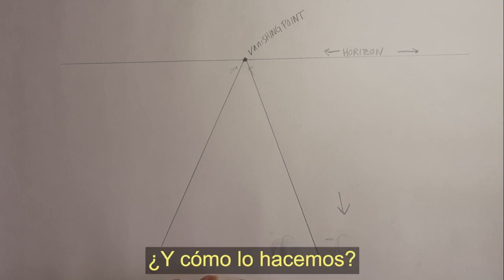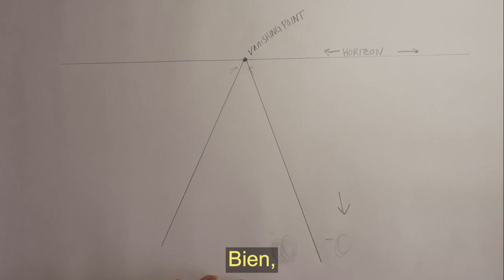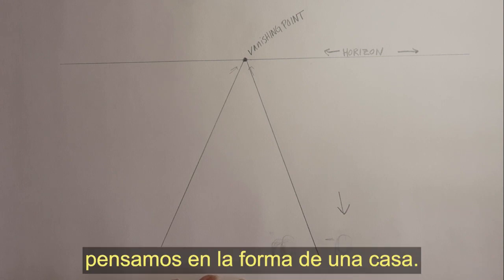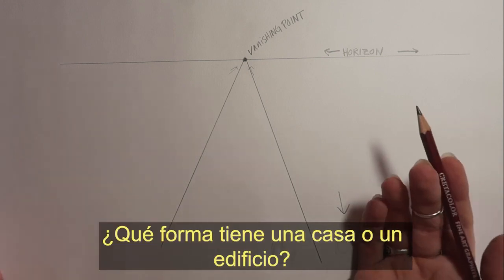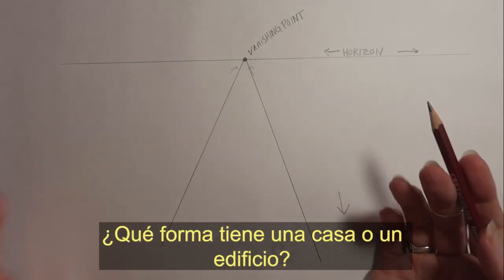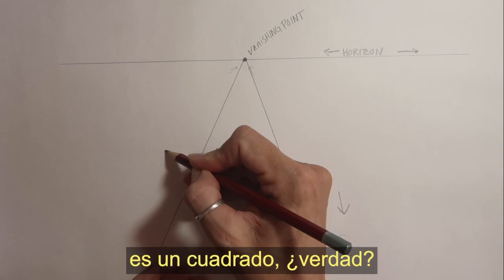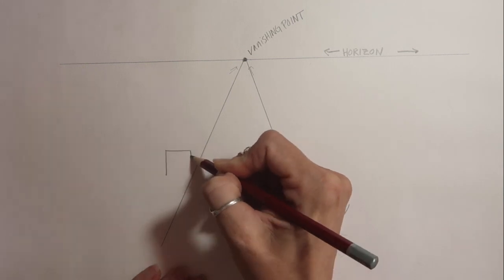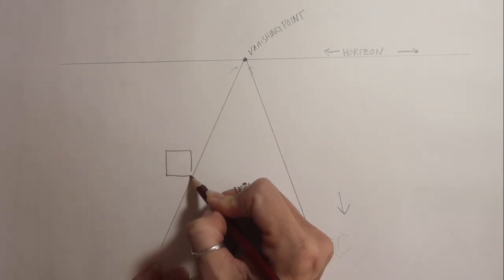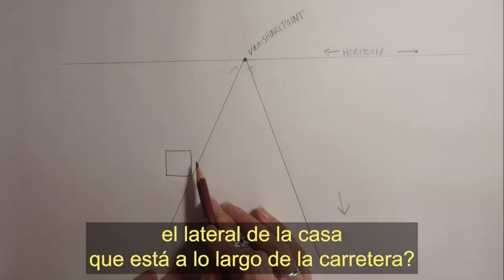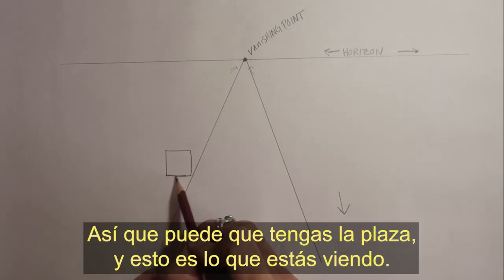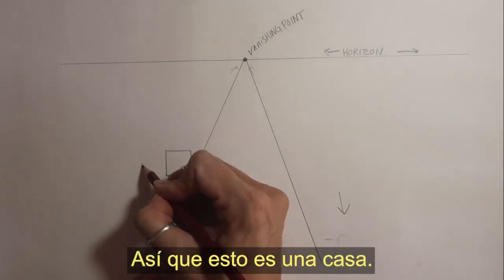So how do we do that? Well, we think about the shape of a house, okay? So what shape is a house or a building? Well, it's a square, right? But how do you draw the side of the house that's along the road? So you might have the square, and this is what you're seeing. So this is a house.